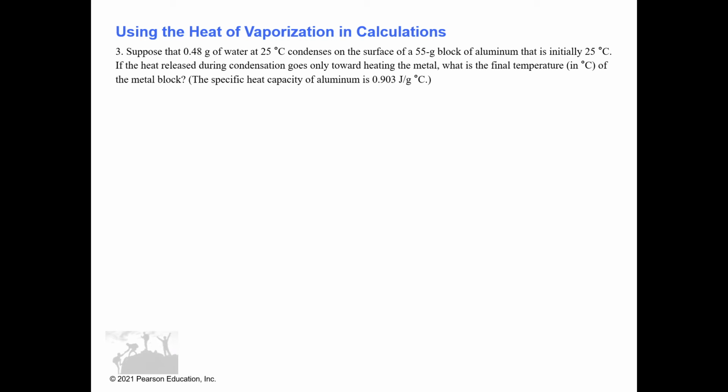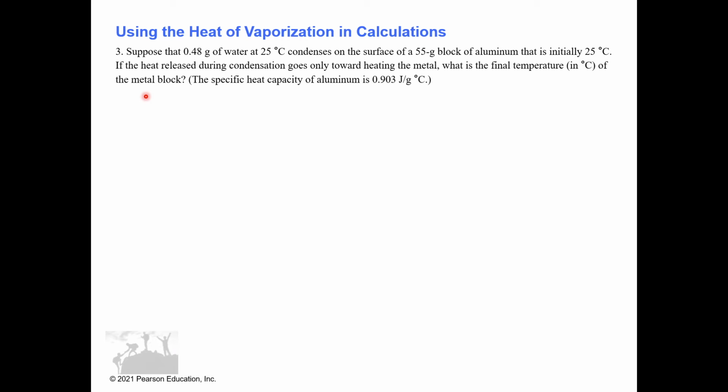Here's a more complicated word problem, but you've seen this type of problem before when we're working with thermochemistry. So here we have 0.48 grams of water at 25 degrees Celsius, and it condenses on the surface of a 55-gram block of aluminum that is initially 25 degrees Celsius. If the heat released during condensation goes only towards heating the metal, what is the final temperature of the metal block?